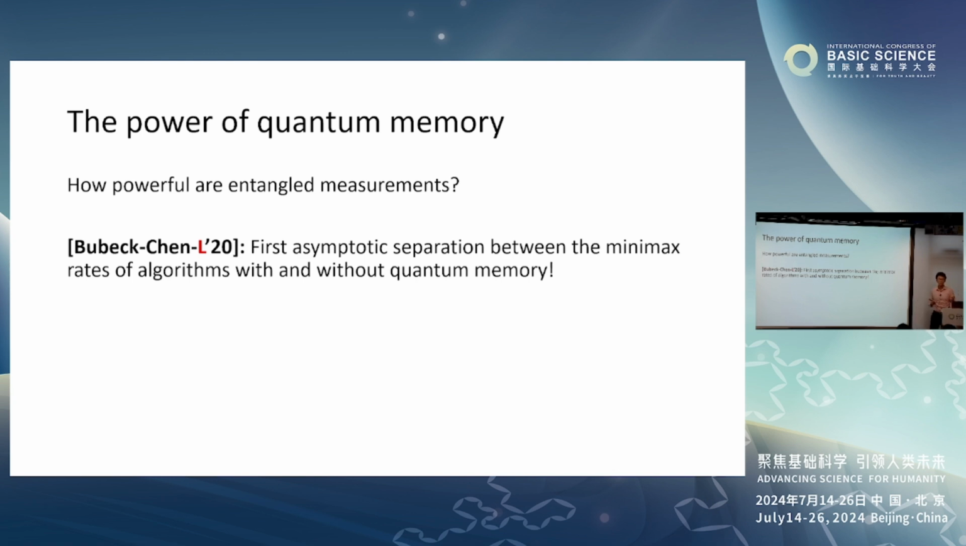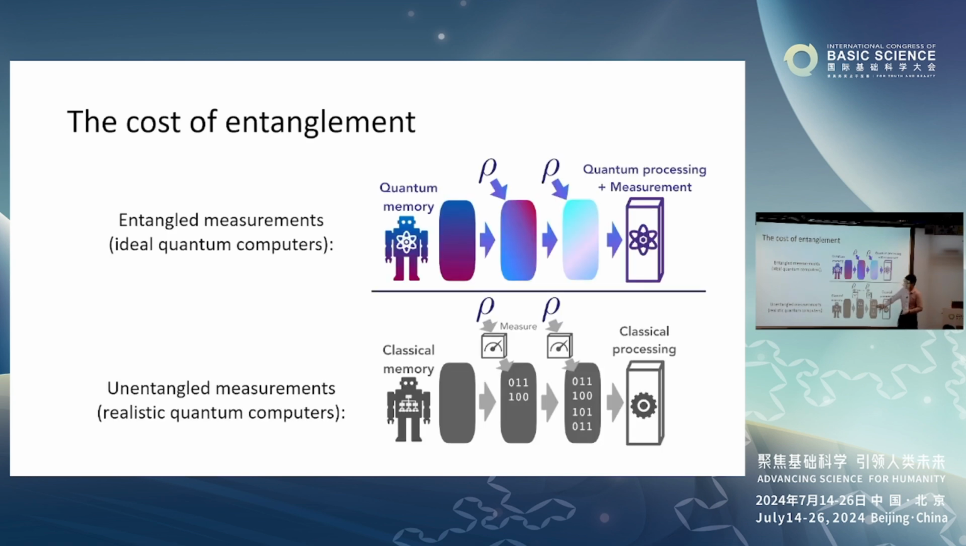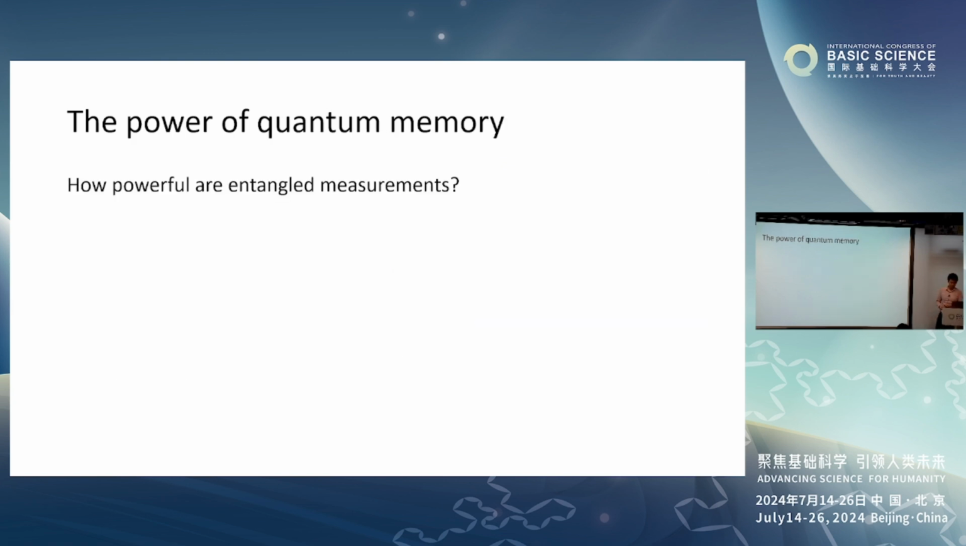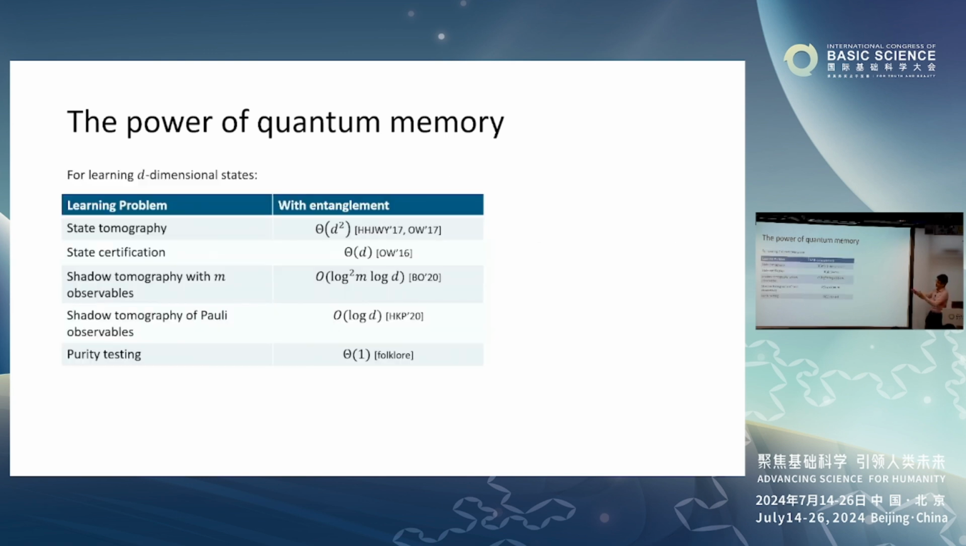So if you don't have quantum memory, if you're in this setting, you perform strictly worse, information theoretically. And kind of interestingly, the techniques here are not really quantum in nature. They're much more based on lower bound techniques initially developed for online learning and these sorts of things. Okay? And since then, we've been able to expand these sorts of lower bounds to many other settings, building upon these techniques.